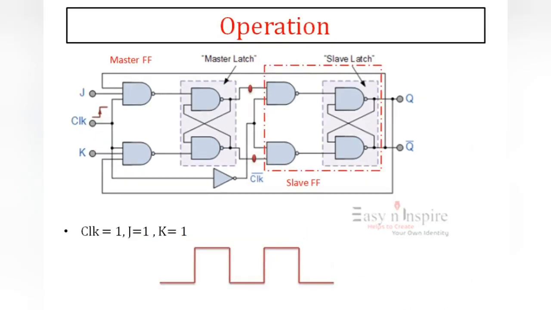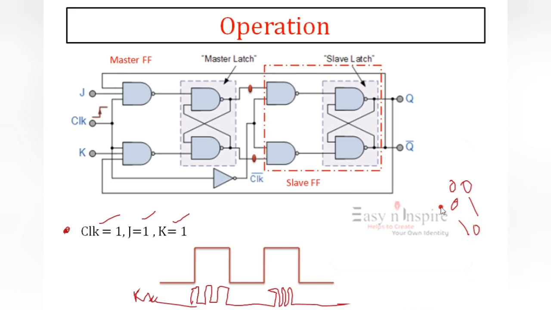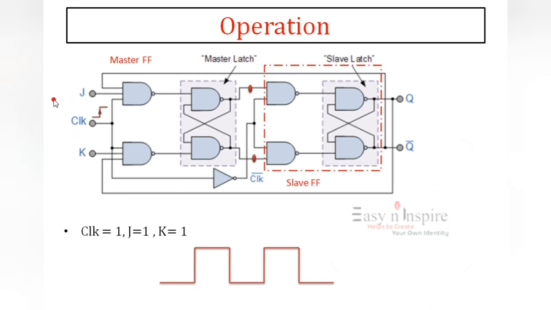Here I'll explain the operation of the master slave JK flip flop. We know the main problem is when J equal to 1, K equal to 1, and clock equal to 1. Only then have we seen the race around condition. So this is our output in the race around condition. I have considered only this problem. The remaining conditions like J 0, K 0, 0 1, 1 0, I am not considering here.